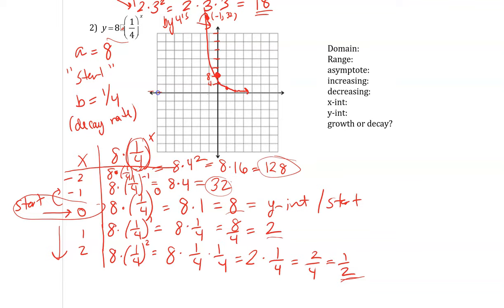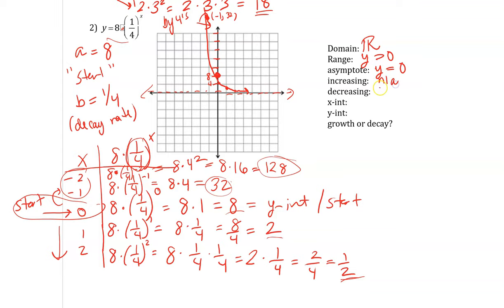And we've got the horizontal asymptote along the x-axis because we can see that my y value won't be 0. I can see my domain is everything, right? I can plug in negatives. I can plug in positives. No big deal. But I can see my range is going to stay positive. My asymptote stays along the x-axis.